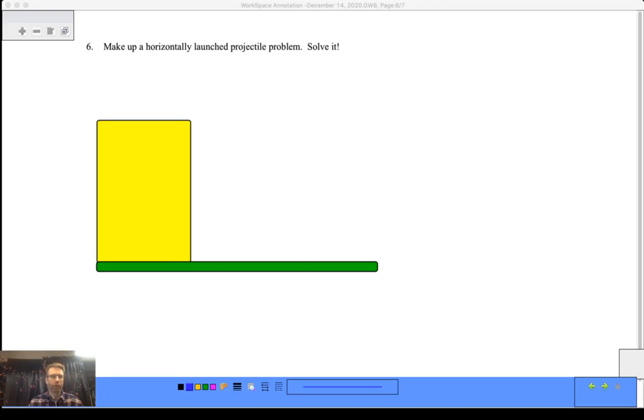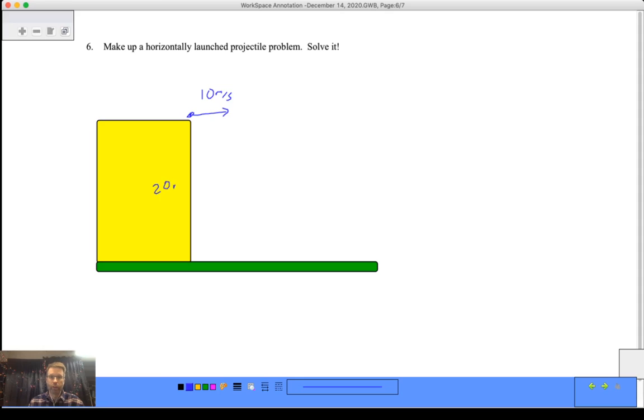Okay, for this problem, the directive is to launch a horizontal projectile and figure out what's going on. So I'm just going to predict we have an object here. We're going to launch it straight sideways at 10 meters per second. Let's pick a building elevation of, I don't know, 20 meters.